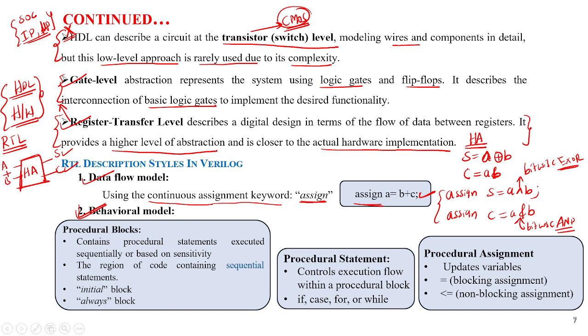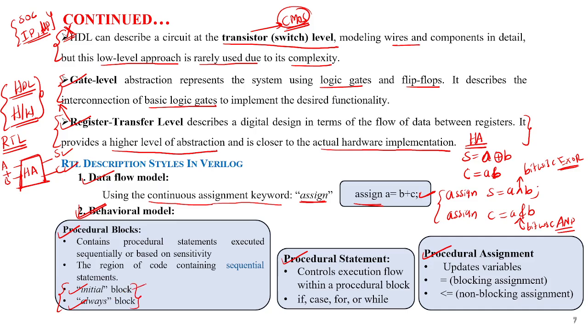What is the behavior of the circuit, like a full adder, a register, or flip-flops? It consists of different types of procedural blocks, procedural statements, and procedural assignments. Procedural blocks can be executed sequentially or concurrently. They are the initial block and the always block, and we write behavioral modeling using these two blocks.